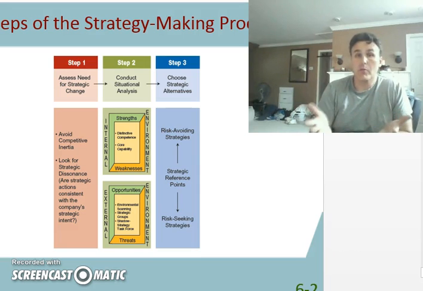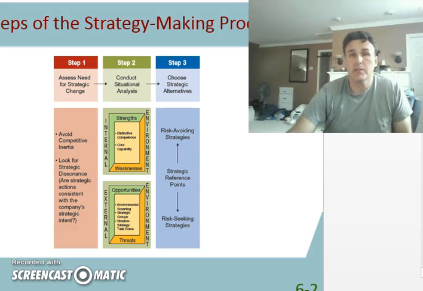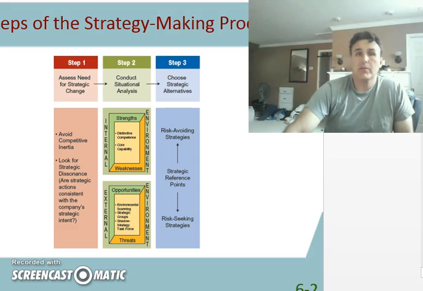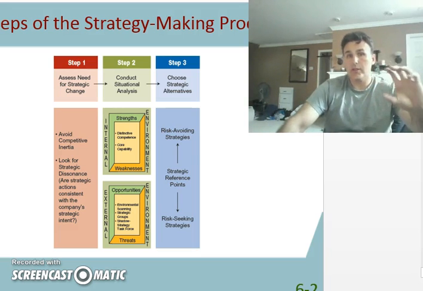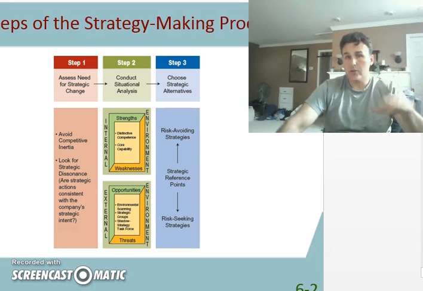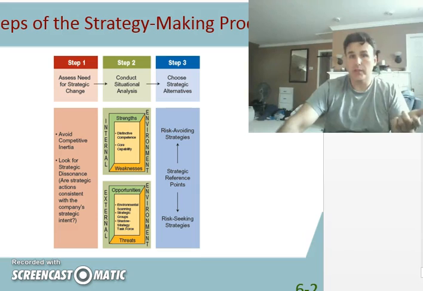Okay, step 2 is performing a SWOT analysis, and you guys will all get a chance to do that this semester. And then step 3 is once we have gone over what the strengths and weaknesses, opportunities and threats are, and notice strengths and weaknesses are internal. We're looking at the internal environment. Opportunities and threats are external. So if we have a bad CEO, right, that's an internal weakness, it's not an opportunity, it's a weakness that we have to overcome.